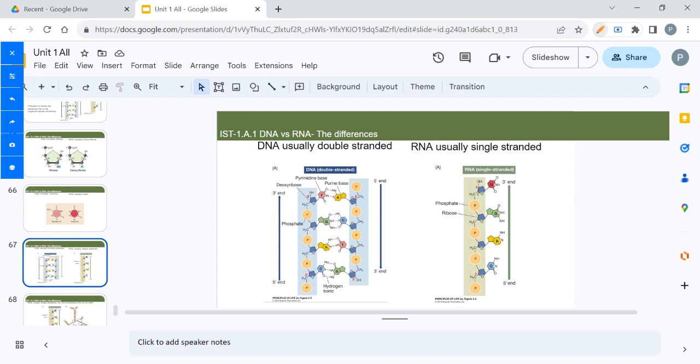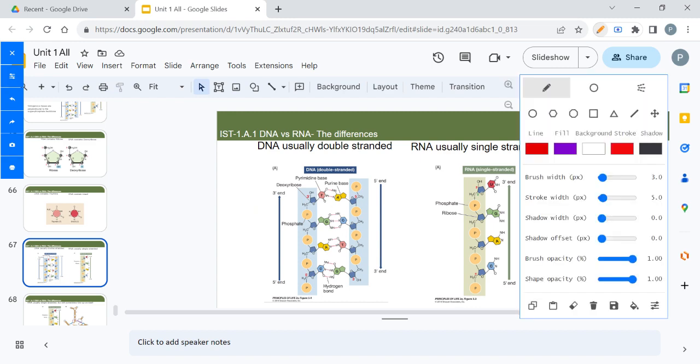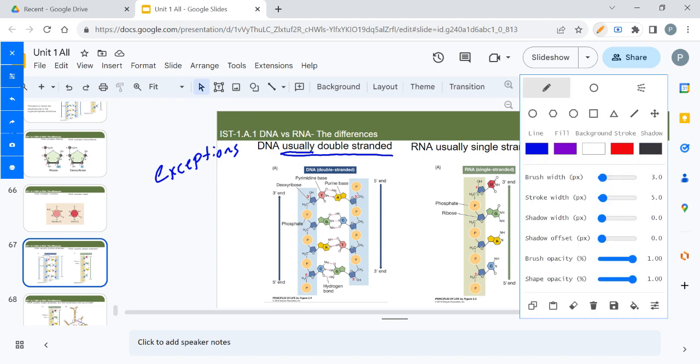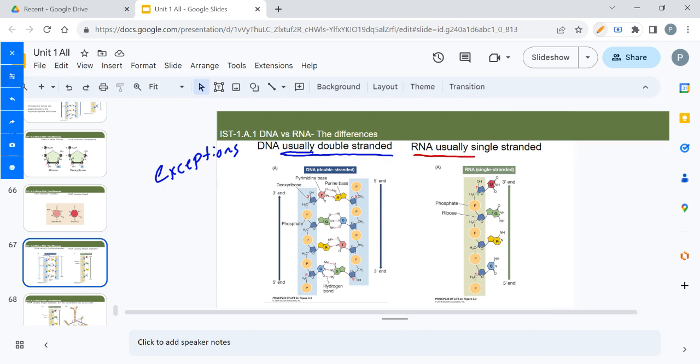When it comes down to your DNA, go back to blue. DNA is usually double-stranded. Now, I want to key in on usually real fast, because you're going to find exceptions where you can find single-stranded DNA molecules. It also says the same thing with RNA, right? If you take a look, it says RNA is usually single-stranded. And there are some cases where you might have RNA that is double-stranded.